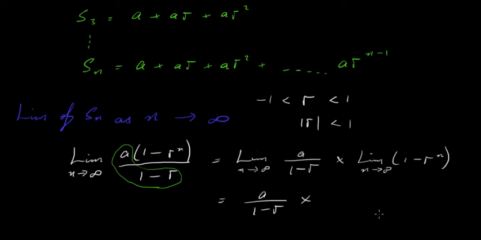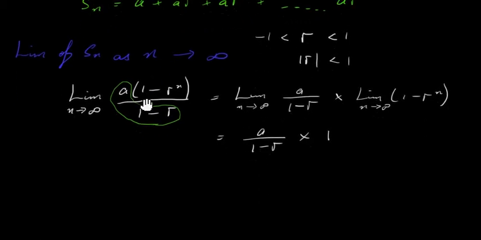In this particular case r is a proper fraction, and we know that the limit of r to the power of n for proper fractions is going to be 0. We had that in the previous video. The limit of 1 is just going to be 1, so we're just multiplying by 1 here. So really the limit here is just going to be a over 1 minus r. In other words, this is going to be our Sn as n goes out to infinity, or S infinity rather than Sn.